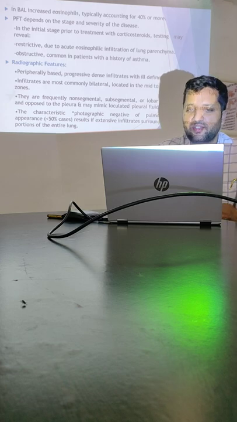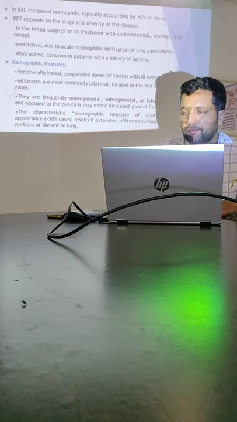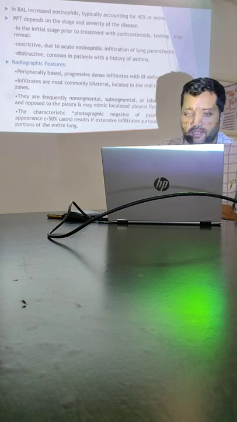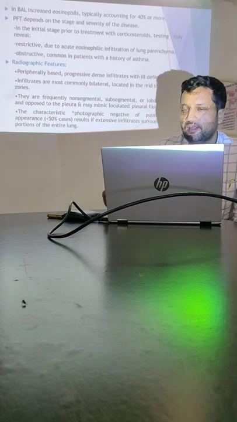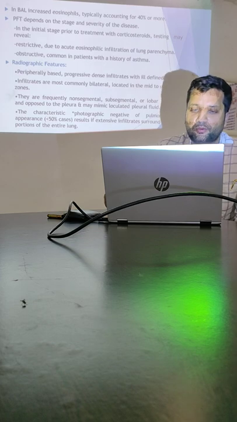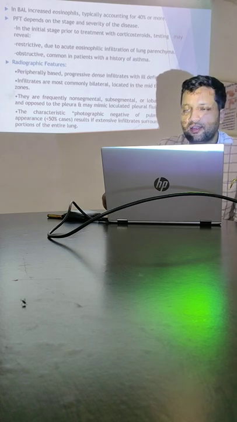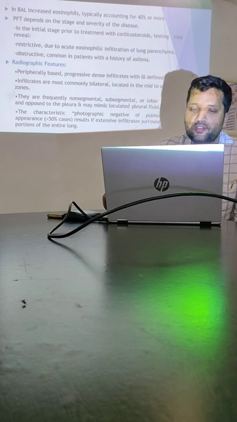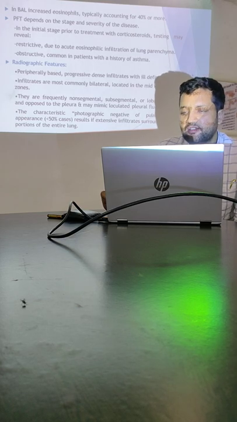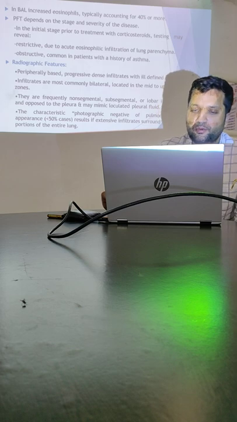Radiological features: peripheral, progressive, patchy infiltrates, with alveolar and multi-lobar infiltrates most commonly bilateral, located in the mid to upper lungs. They are present in all segmental, subsegmental, or lobar distributions, and opposite the hilum, located in the pleural periphery. The characteristic photographic negative of pulmonary edema is seen in 25% of cases, resulting in extensive infiltrates surrounding the major portion of the entire lung.